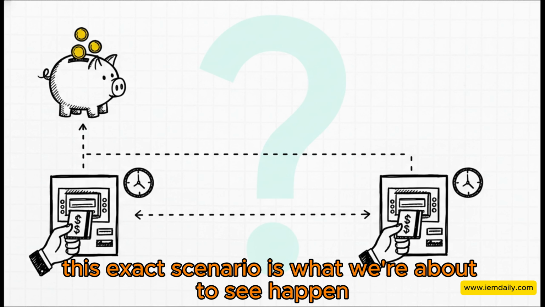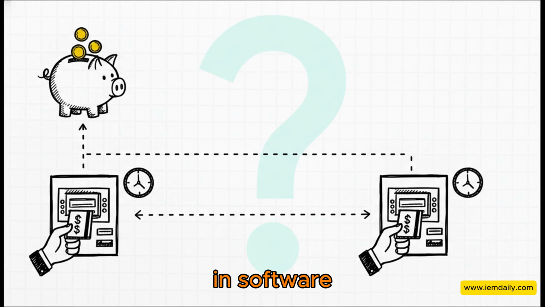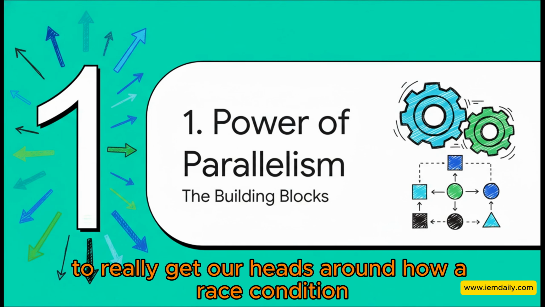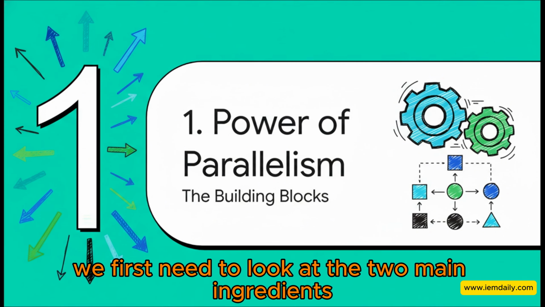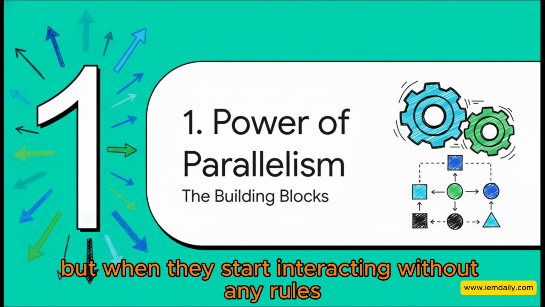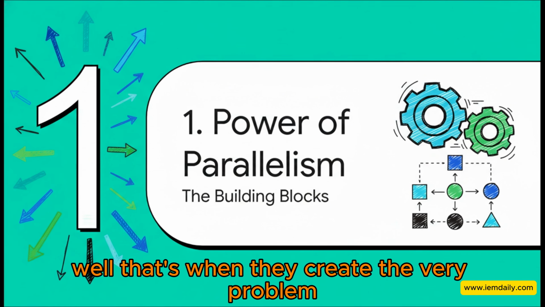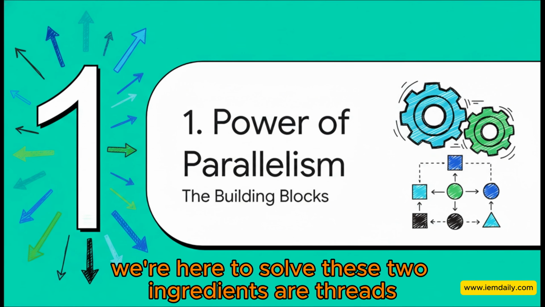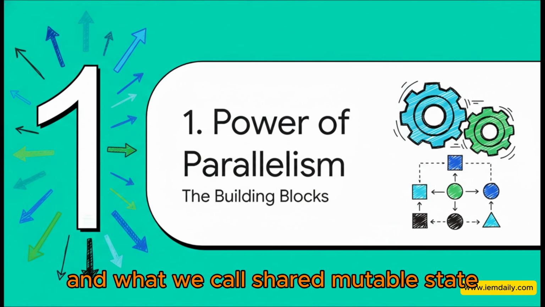This exact scenario is what we're about to see happen in software. To really get our heads around how a race condition happens, we first need to look at the two main ingredients. By themselves, they are fantastic tools for any programmer. But when they start interacting without any rules, well, that's when they create the very problem we're here to solve. These two ingredients are threads and what we call shared mutable state.